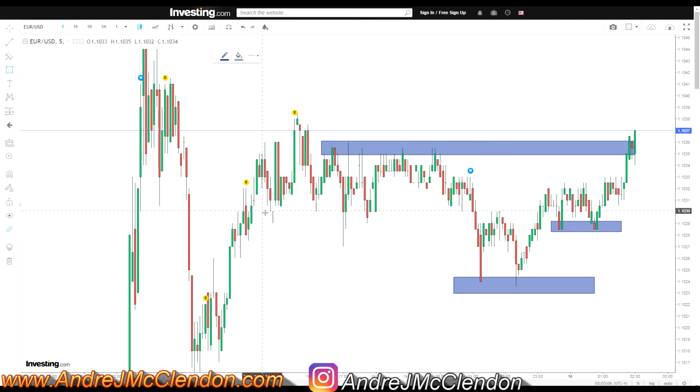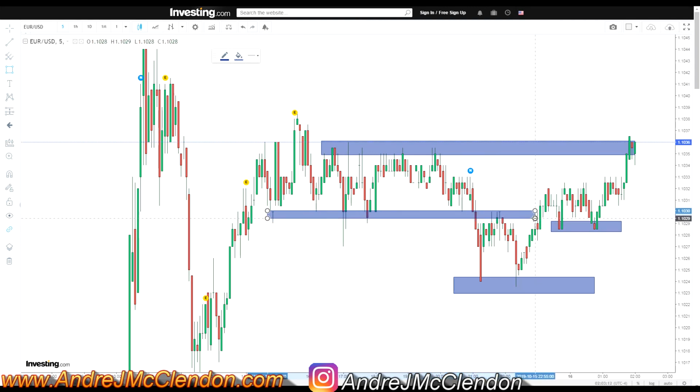Okay? So where else can we find support? Right here, support. But now, if you start looking at some of the support resistance levels, this support, it broke through, bounced off this support level, and now the support became resistance for this wave up.